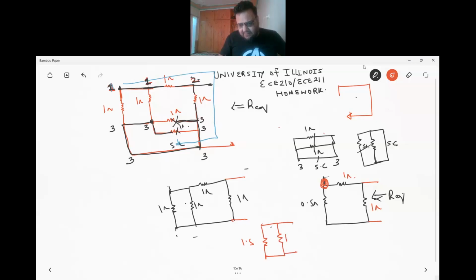And now my R equivalent would be equal to 1 in parallel with 1.5, which happens to be 1 into 1.5 divided by 2.5, that is 15 by 25, 5 threes are 15, 5 fives are 25, that is 0.6 ohms.